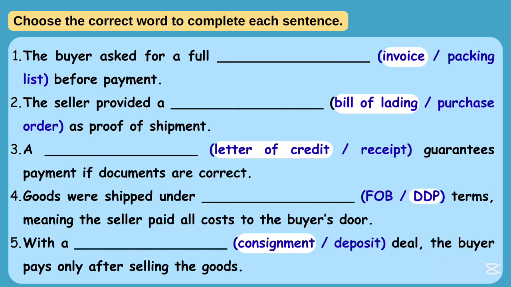Question 5. With a consignment deal, the buyer pays only after selling the goods. It's a common method in retail distribution.